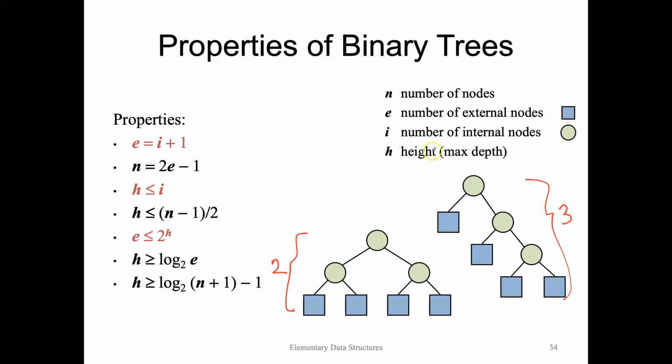Now I didn't put this down, but just because of the way we defined an internal and external node, every node is either internal or external. So the total number of nodes we have is e plus i.